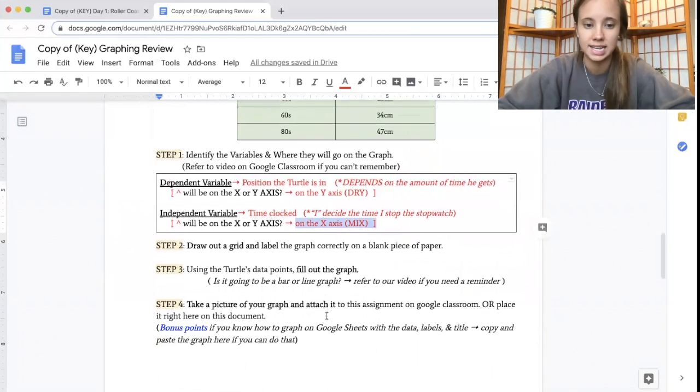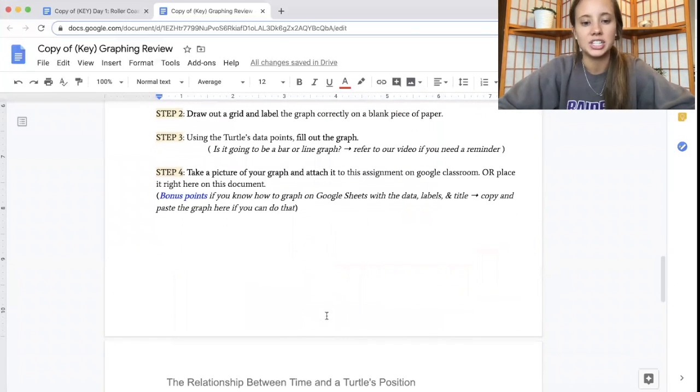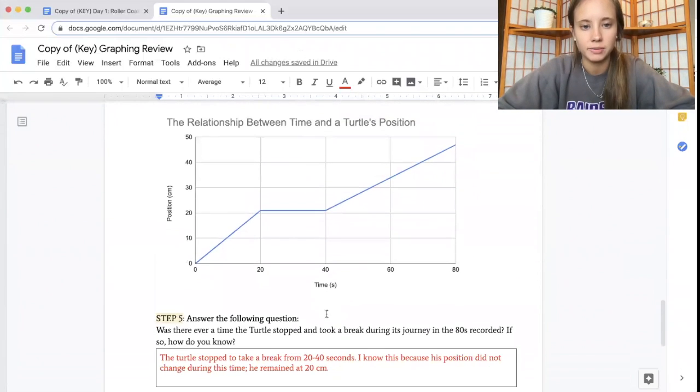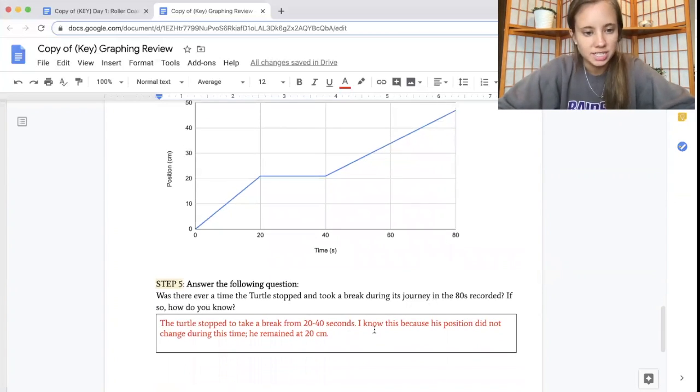Then you had to take all of that data and graph it. Down here I have my graph, and this is one that I made in Google Sheets. Next week I will be showing you how to do that. So this is what your graph should have looked like. Hopefully the ones that you did on paper look similar. And we had this question down here.